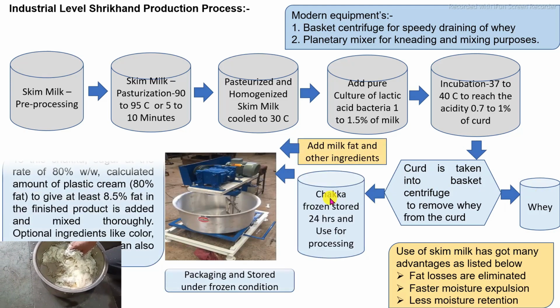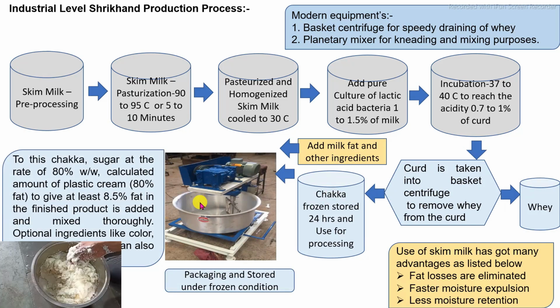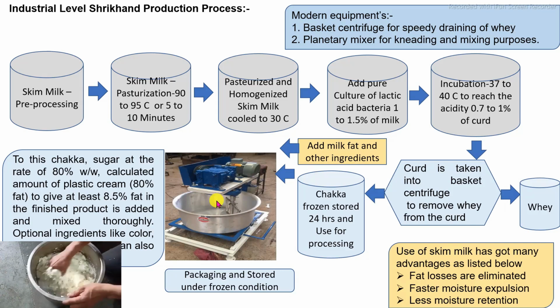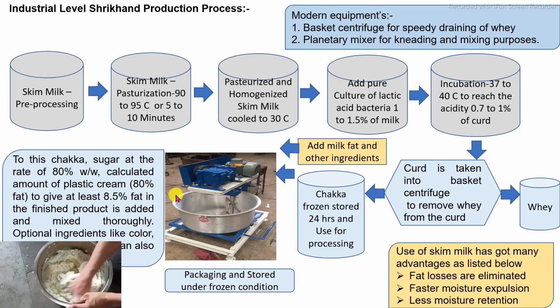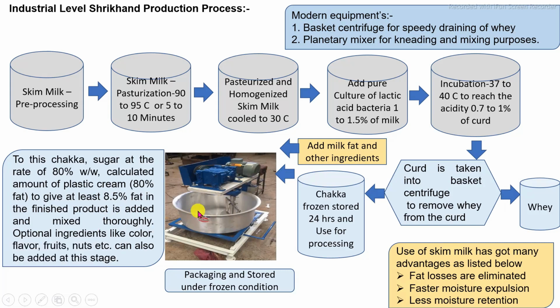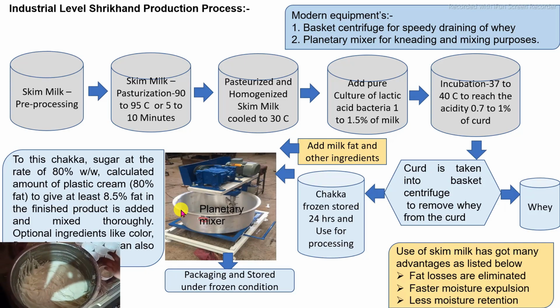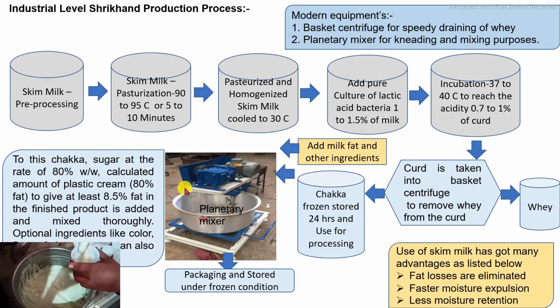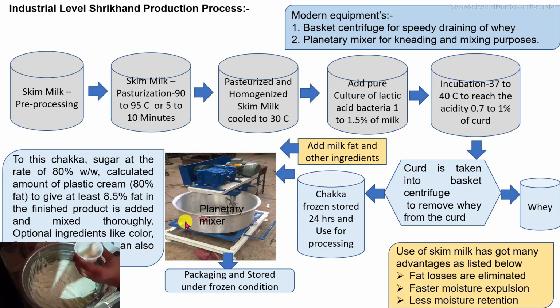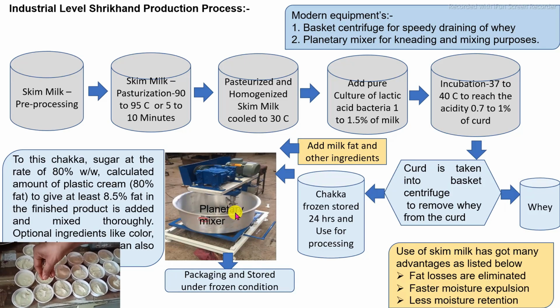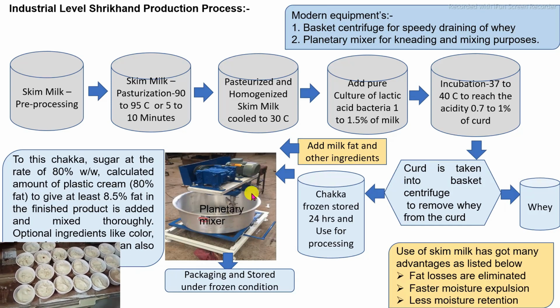This chakka is then mixed with the other ingredients: external milk fat, that is butter, is added, and crystal sugar is added directly into the chakka, along with the other ingredients, and properly mixed in a planetary mixer. The mixing pan must be stainless steel, and mixing is done for at least 20 minutes so that the sugar is properly dissolved, and finally we get the final product.